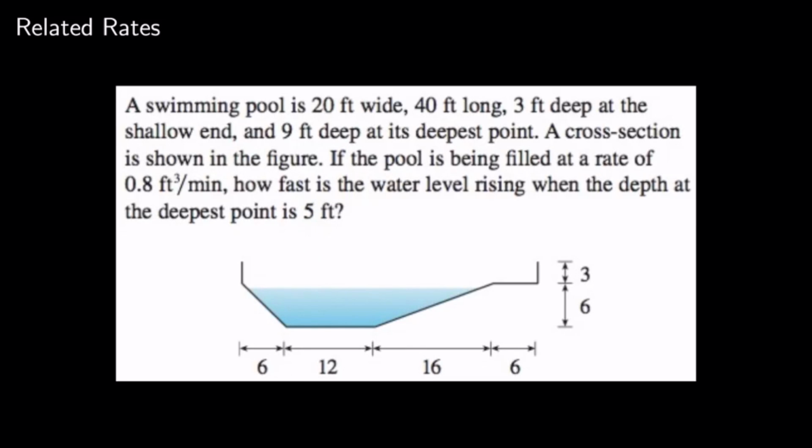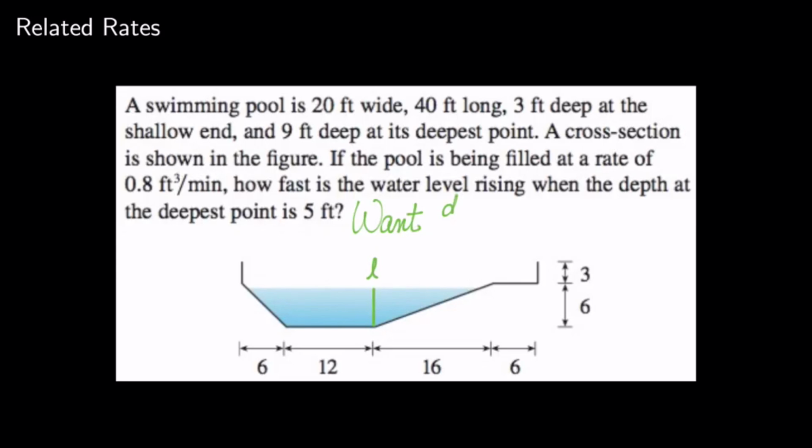The deepest point is 5 feet. This part of the pool is 6 feet deep, and they're showing the water level being like right here. That's probably 5 feet. So I feel like this picture is pretty accurate. So I need to find out how fast the water level is rising. That means that the water level needs a name. It needs a variable. I like L. So L is going to be the depth of the water level.